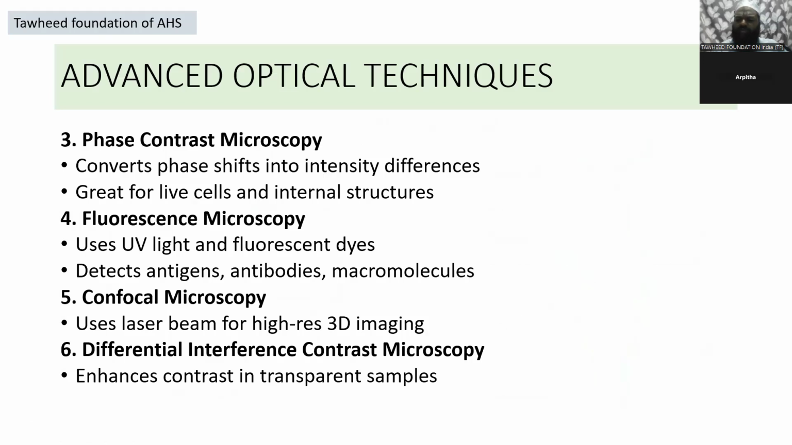Advanced optical techniques like phase contrast microscope. The phase contrast microscope is used. It converts phase shifts into differences in intensity of light, producing more contrast images. So it is used for observing living cells and cellular structures.